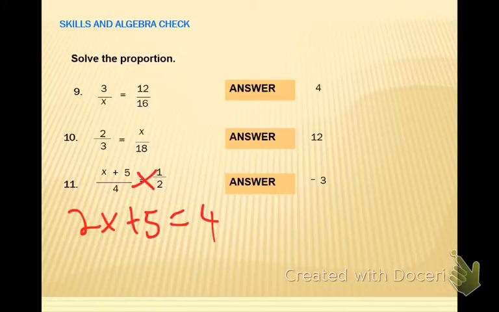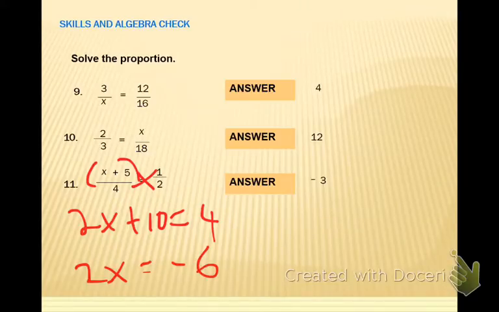Say again? Yeah. You got to take 2 times this quantity. So it becomes 2x plus 10 equals 4. So then we have 2x equals negative 6. And so x equals negative 3.